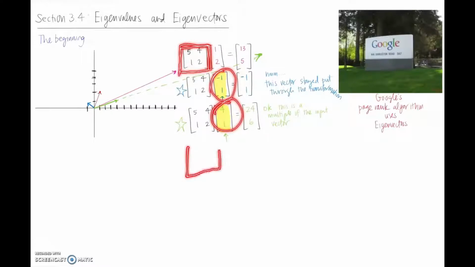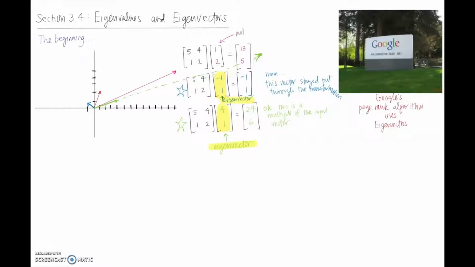Another random 2 by 2 matrix may throw these completely into different places. But for this matrix here, it keeps it close to where it was originally. So this is an eigenvector of the matrix 5, 4, 1, 2. This is an eigenvector of the matrix 5, 4, 1, 2. And this guy here is not an eigenvector of the matrix 5, 4, 1, 2.